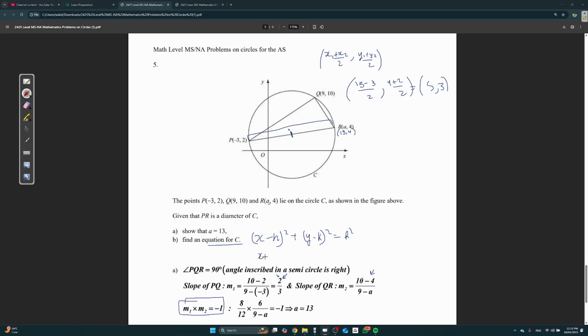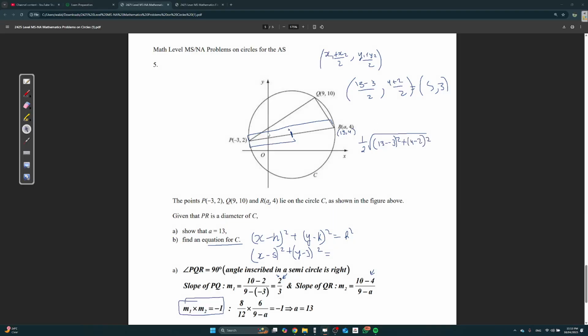So we can replace this by x minus 5 squared plus y minus 3 squared equals r squared. Let's take a look. What's r? r is half the length of the diameter. What's the length of the diameter? x2 minus x1 squared, so 13 minus 3 squared, plus y2 minus y1 squared, 4 minus 2 squared, right?